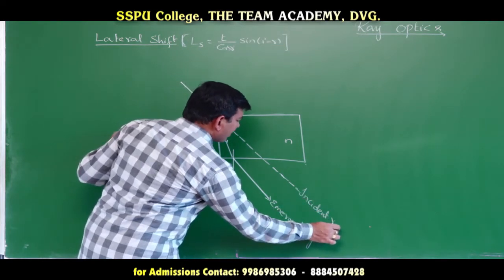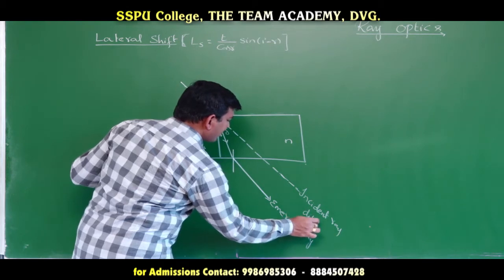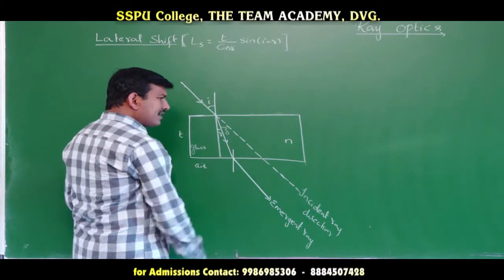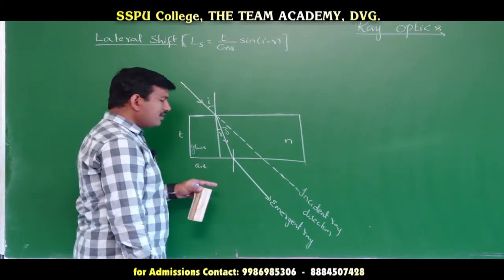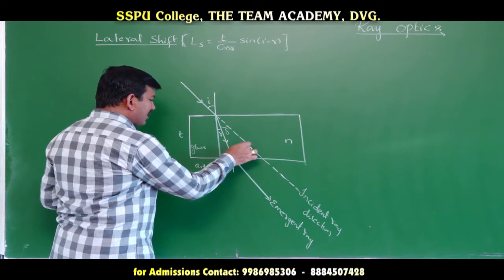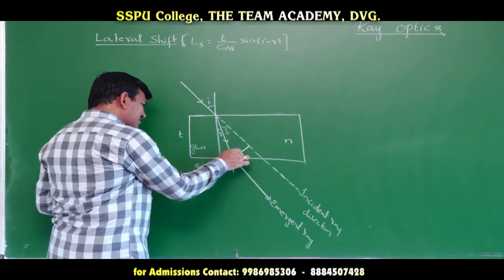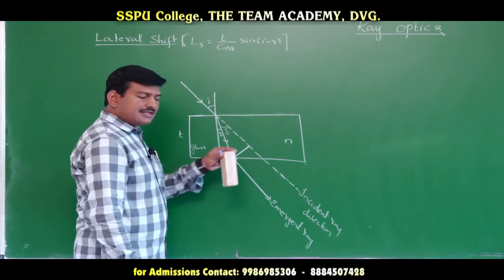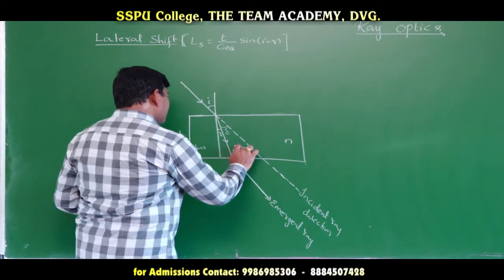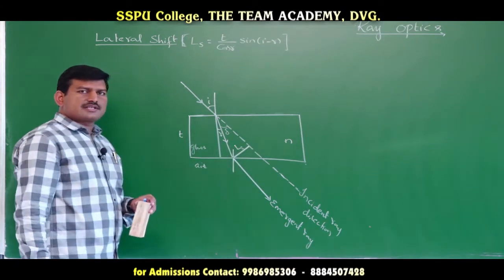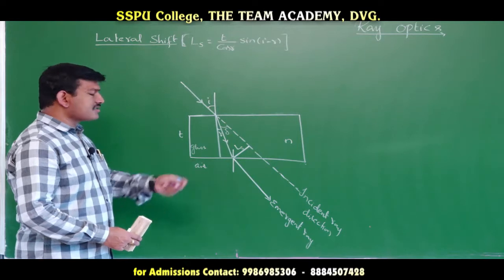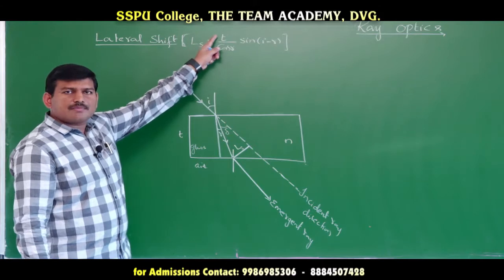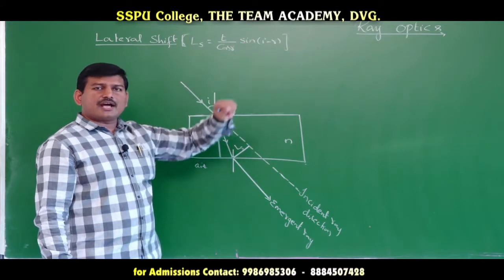Between the incident ray direction and the emergent ray direction, there is a shift, and that shift is called the lateral shift. It is the perpendicular distance between the emergent ray and the incident ray direction. In the previous class, we obtained the expression for lateral shift as Ls = T / cos r × sin(i - r).